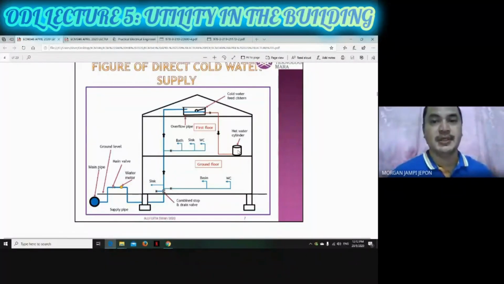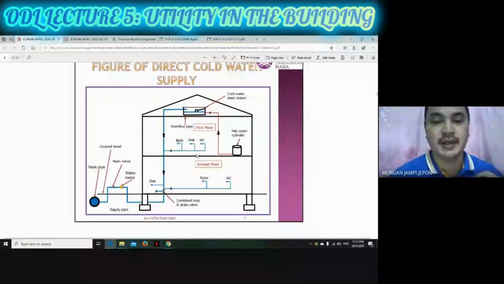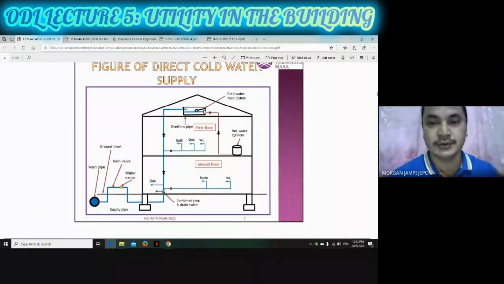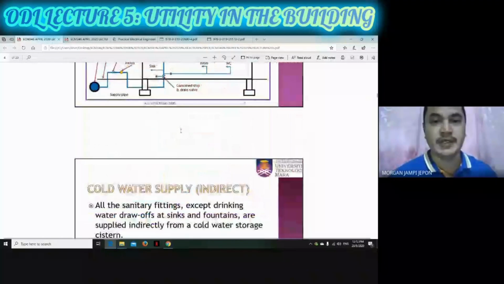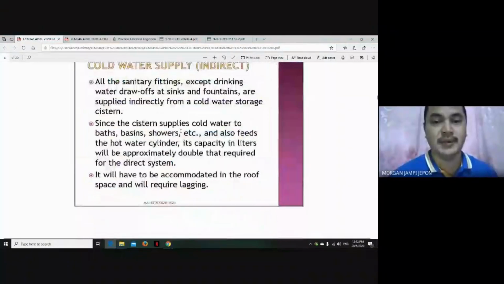So this is called direct cold water supply. Direct means the water from the water supply pipe goes directly to the kitchen, bathroom, as well as the toilet. Only a small amount of that goes to the cold water feed system and hot water cylinder. Next one is indirect cold water supply.